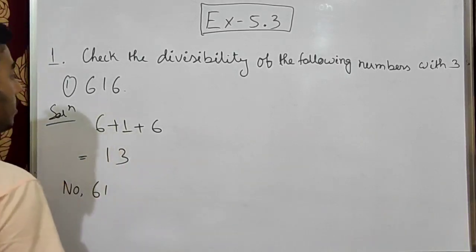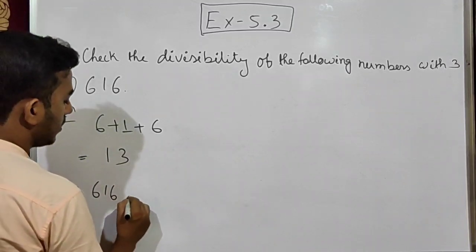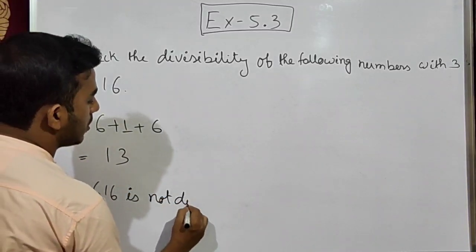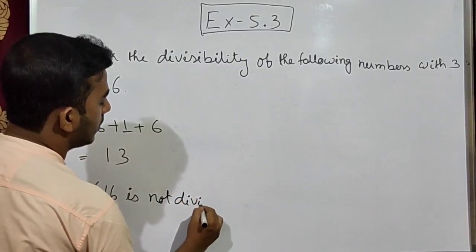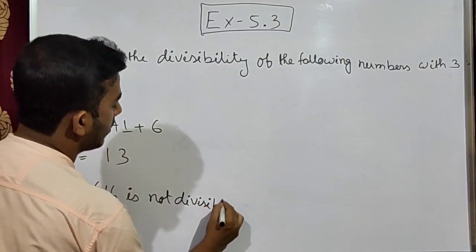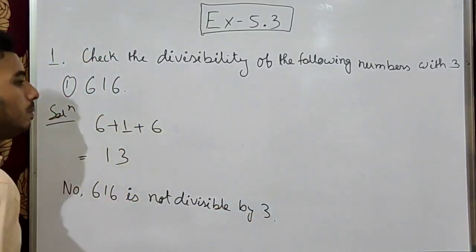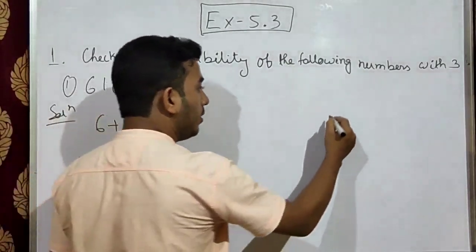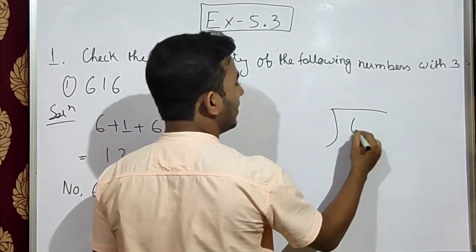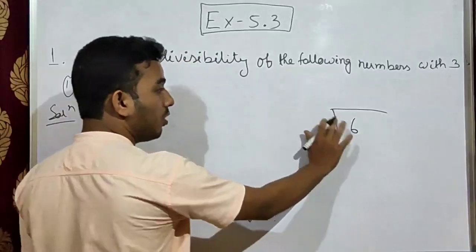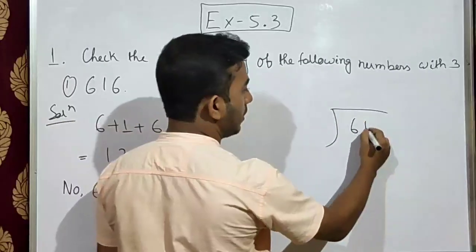No, 616 is not divisible by 3. If you don't believe, let us perform the actual division. This part is not from the exam point of view, right? You no need to write this part in your exam.